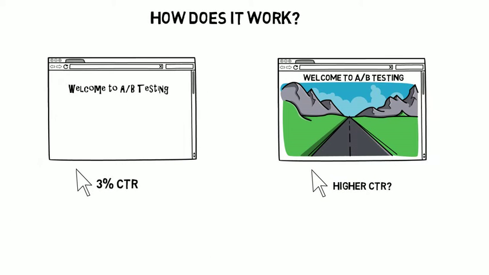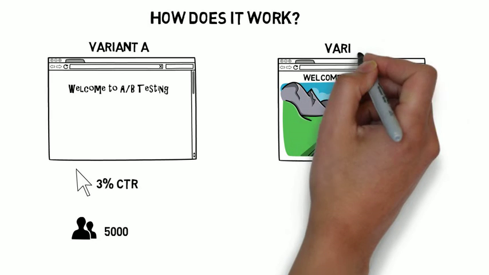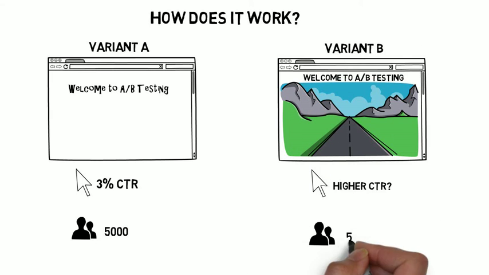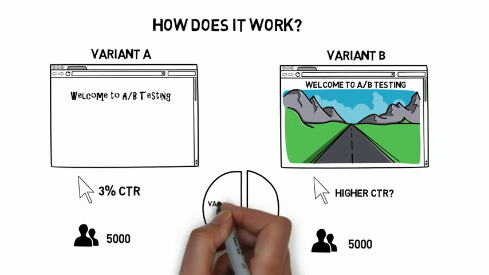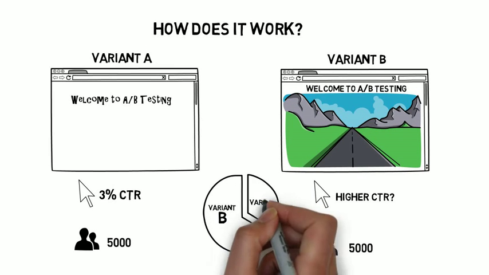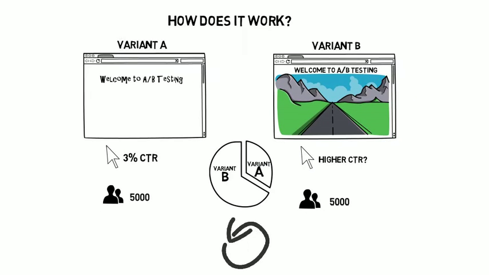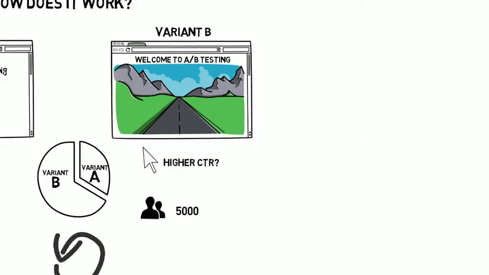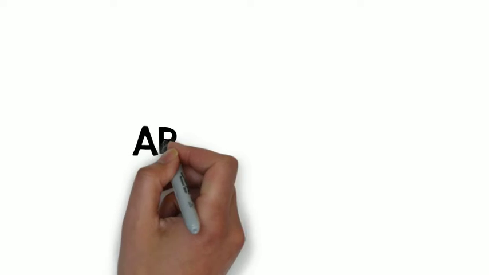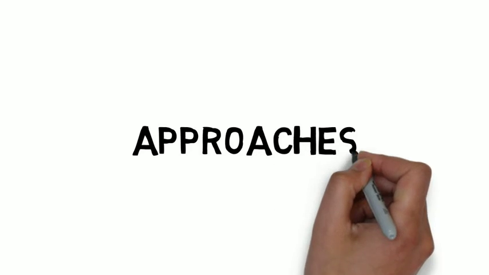If your website has 10,000 visitors per day, the A/B testing tool will display variant A to 5,000 visitors and variant B to the other 5,000. You can then avail of analytics gained from the test in order to implement the most successful variant. The beauty of A/B testing is that you can repeat this process over and over again while changing a single variable each time until you have discovered your website at optimal performance.